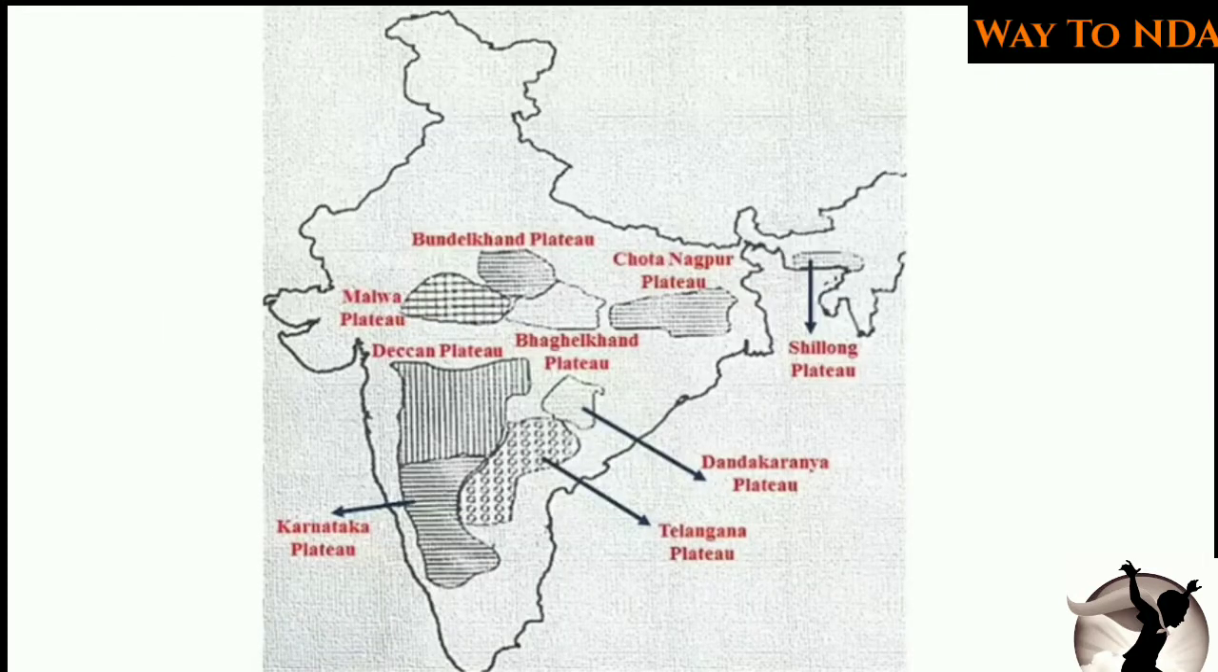So here this is the location of the various plateaus. This is Malwa Plateau, and this is Bundelkhand Plateau, then here it is Baghelkhand Plateau, here you will find the Chota Nagpur Plateau. This is Meghalaya Plateau, also called the Shillong Plateau. Then here you will find the Dandakaranya Plateau, then Telangana Plateau, then the very famous Deccan Plateau, and here you will find the Karnataka Plateau. So first let's start with the Malwa Plateau, which is situated here.